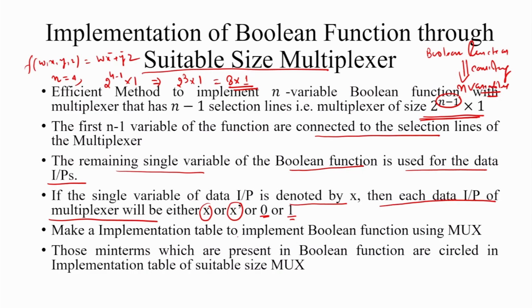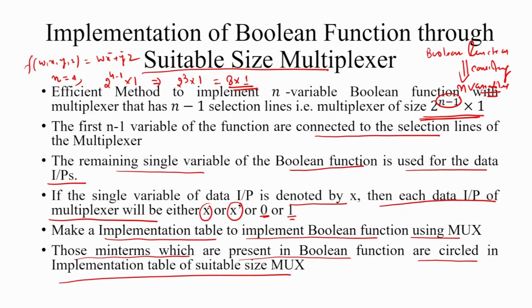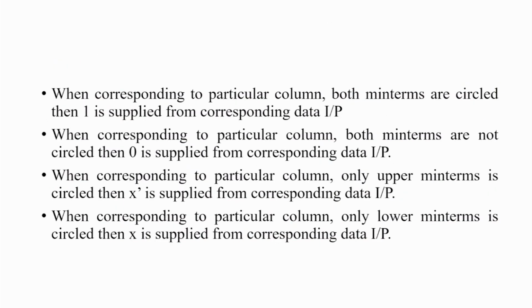Here we make an implementation table to implement a Boolean function using a mux, and those minterms which are present in the Boolean function are circled in the implementation table. Suppose we want to implement a Boolean function. When we write the Boolean function in standard SOP form, the minterms present in the function are circled in the implementation table.